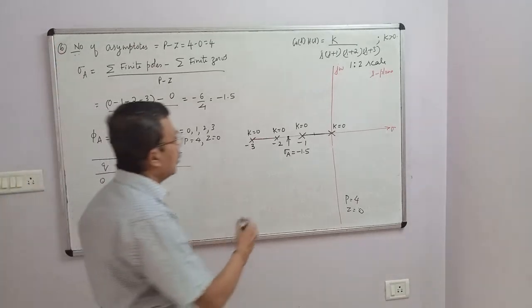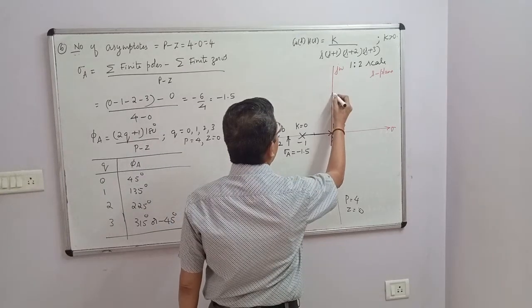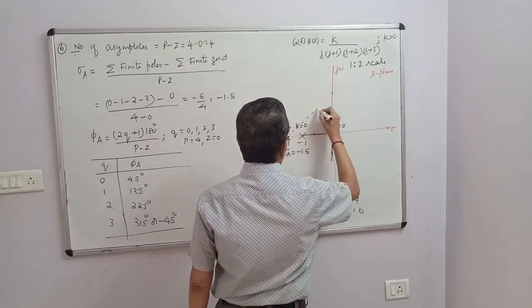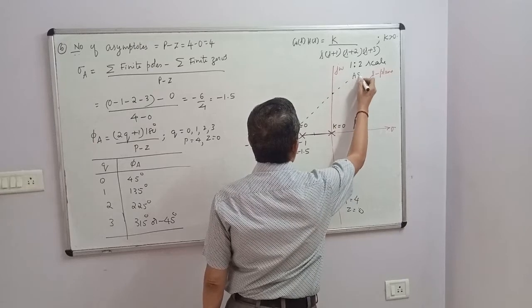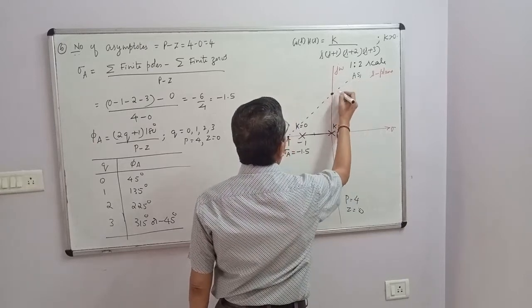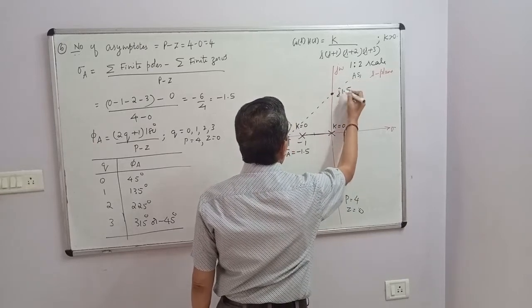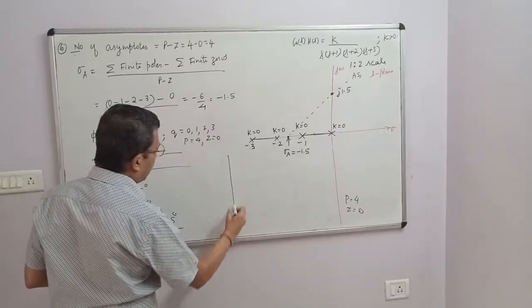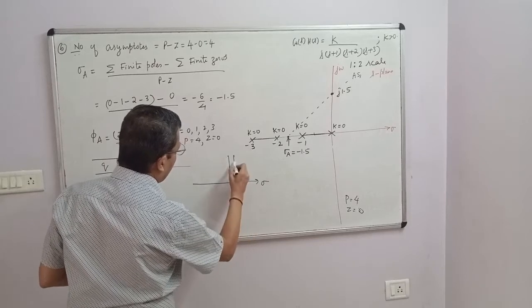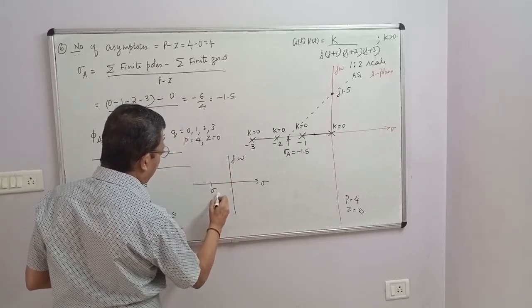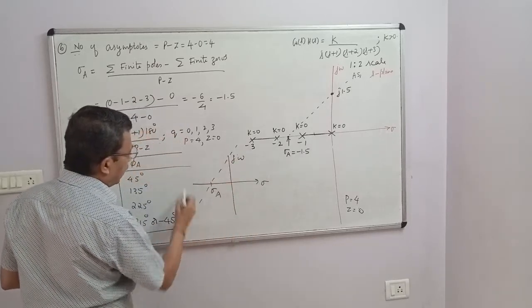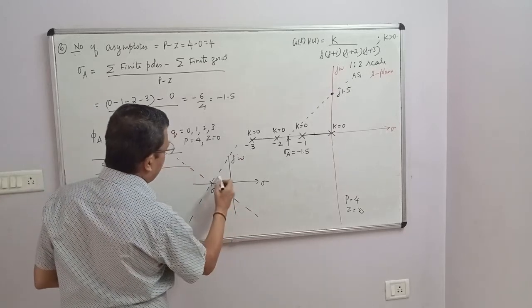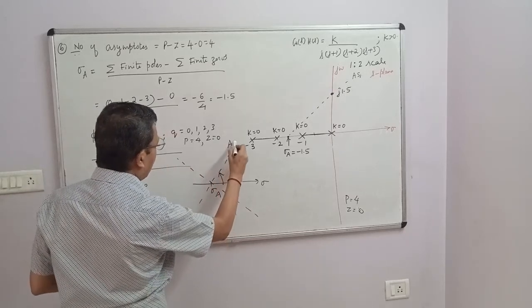So I will draw 4 asymptotes. This is asymptote number 1. It crosses the j omega axis at j 1.5. There are 4 asymptotes, I will show you separately. All the 4 asymptotes will start at sigma a. These are the 4 asymptotes. First asymptote is asymptote AS1.